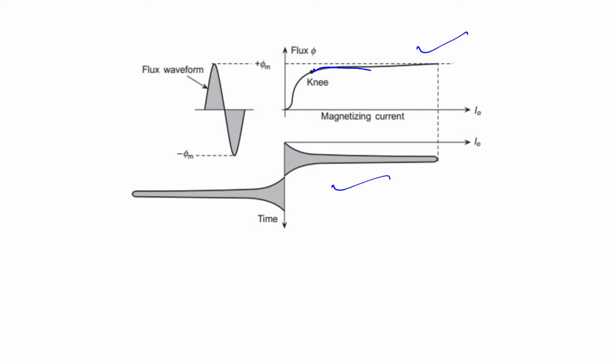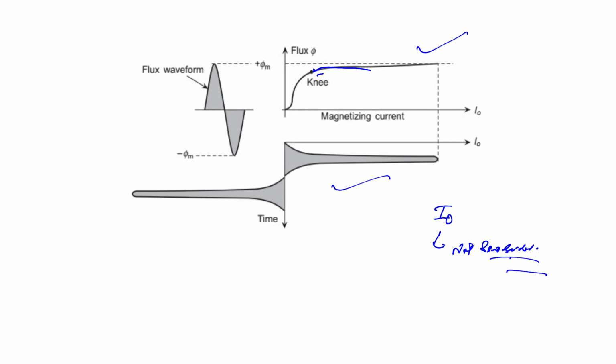So you can say that I naught is no longer sinusoidal in that very case, because a large magnetizing current is required, and when it passes this knee point, the magnetizing current requirement is very large. So I naught in that case is not sinusoidal, and the waveform has the prominent peak.